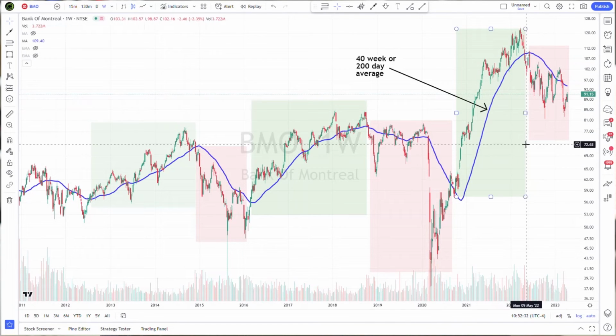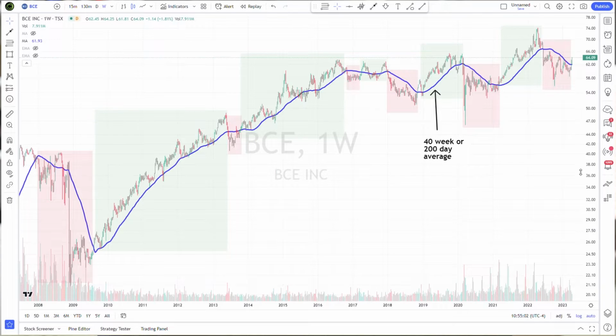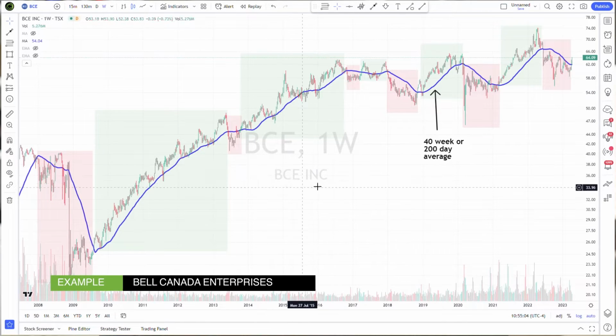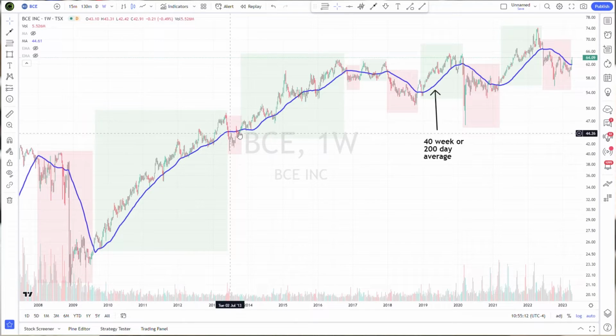This doesn't only work with Bank of Montreal. Another big utility type stock in the country is BCE. And again, it's somewhat of an oligopoly, with only a few other companies in the industry. You can see here as well, the 200-day average does a great job of highlighting the best times to be in the stock and when you need to step aside as it crosses below and avoid the risk of substantial downside moves.